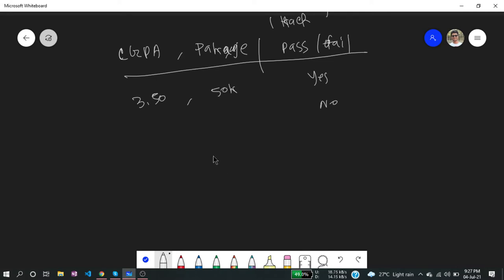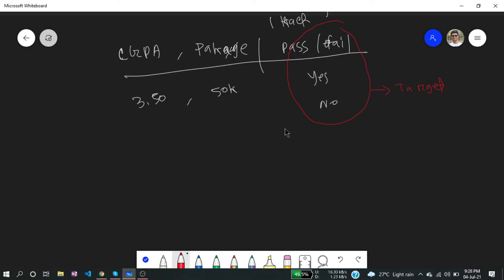But one thing, bro, suppose you have this CGPA and package, and if you don't have the pass and fail data, then how will classification tell whether you will pass or fail? No, at that time this problem will be an unsupervised learning problem. Suppose you don't have this data, you don't have your target column. We know this is our target column, but suppose you don't have it, then at that time it won't be a supervised learning problem, okay?